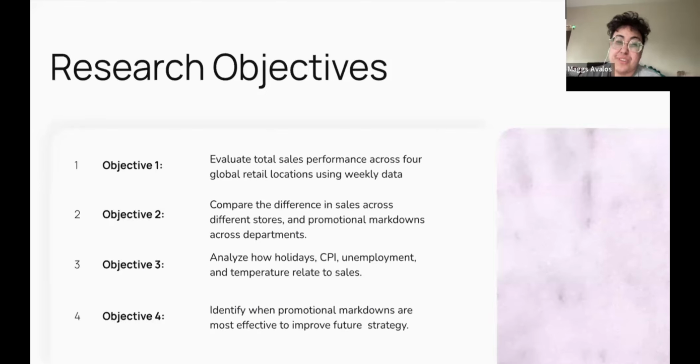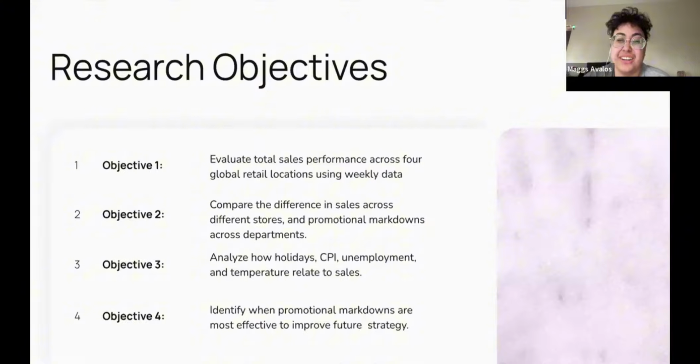So, our research objectives: our investigation had 4. First, evaluate total sales performance across 4 global retail locations using weekly data. Second, compare sales differences across stores and promotional markdown categories.